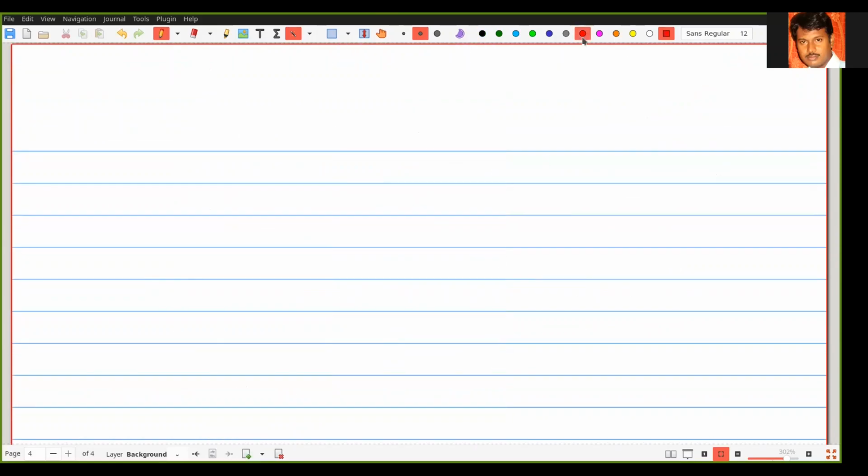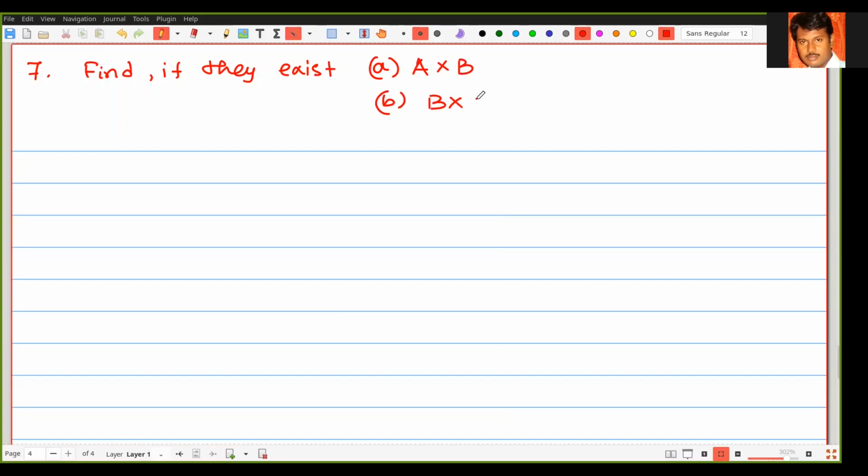The next problem, that means question number 7. Find, if they exist, A cross B, B cross A, and A square, where A is equal to [3, 2, 1], and B is given as [2, 3, 0]. Let's proceed with the solution.